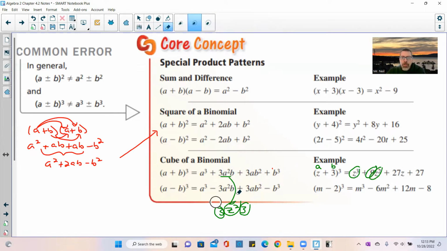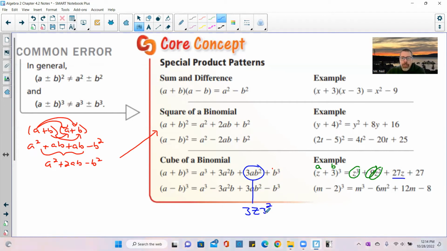Let me just talk through all of these and show you why it happens. Next one, we're going to get 3ab squared. That's this term right here. So that would become 3, a is z in this case, b is 3 in this case, squared. So 3 squared is 9, 9 times 3 is 27, and then the z follows. And that's where this 27z comes from. And then finally, b cubed, which is 3 times 3 times 3, which becomes 27. So that's where they all come from.